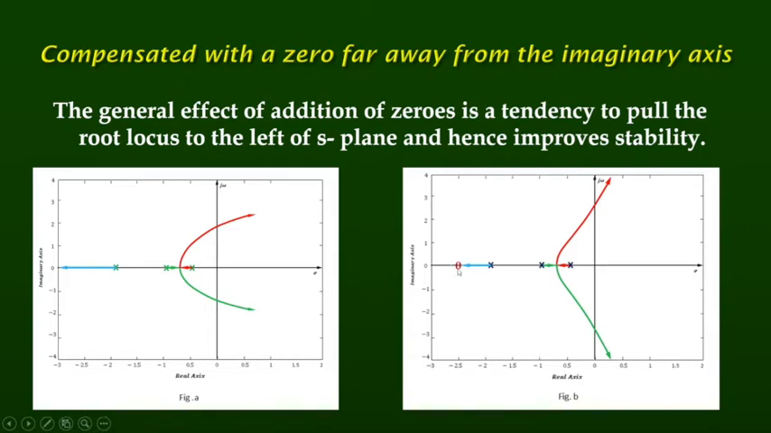If a zero is added far away from the origin, then there is a slight change in the root locus. The root locus crosses the imaginary axis for a slightly higher value of k when compared with the uncompensated system. The general effect of addition of zeros is a tendency to pull the root locus to the left of the s-plane and hence improves stability.